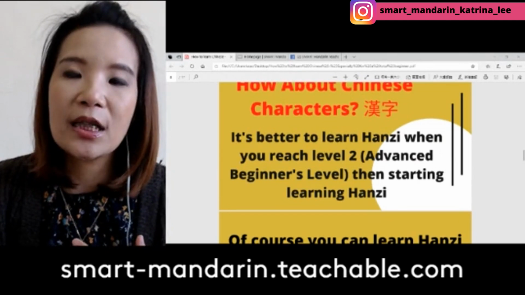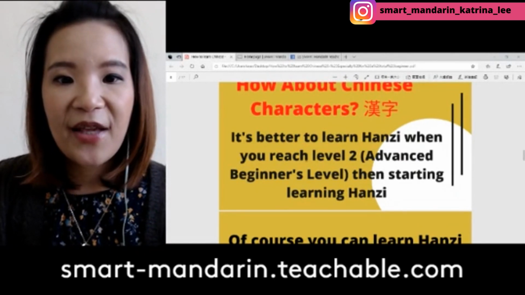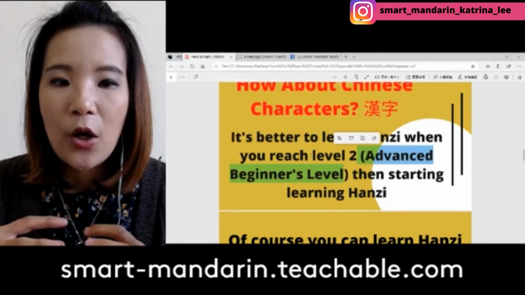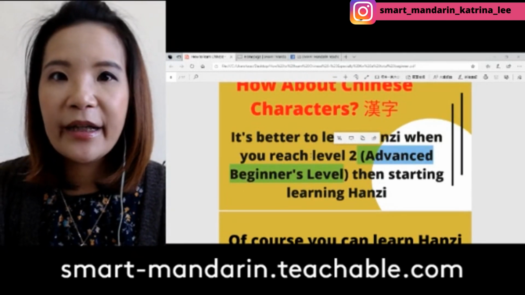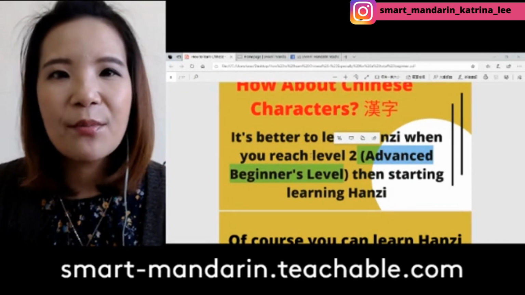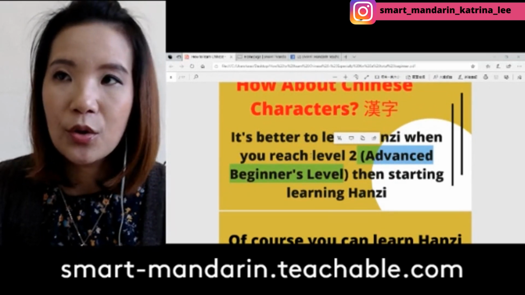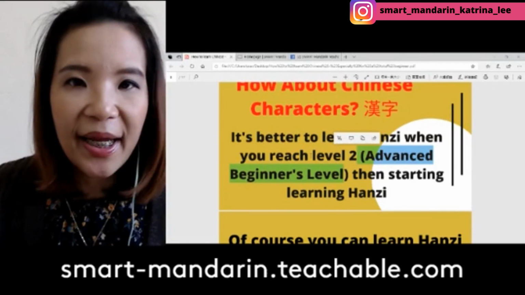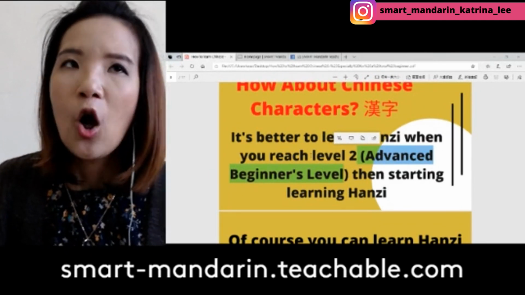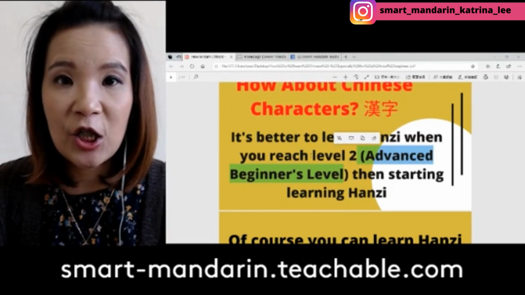That is just my opinion and how I observe many of my students when they reach level 2, advanced beginners level, they start getting stuck because they only learn pinyin, and there are so many pinyin words that sound so similar to each other. Okay, for example, 十 and 是 to be, for example, or 排队 to line up, to queue, and 派对 to party. Or there are a lot of different characters with the same pronunciation.